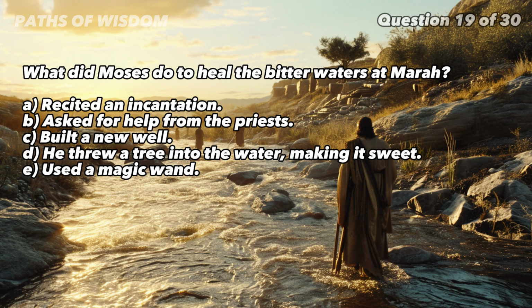Question 19. What did Moses do to heal the bitter waters at Marah? Option A, recited an incantation. Option B, asked for help from the priests. Option C, built a new well. Option D, he threw a tree into the water, making it sweet. Option E, used a magic wand.